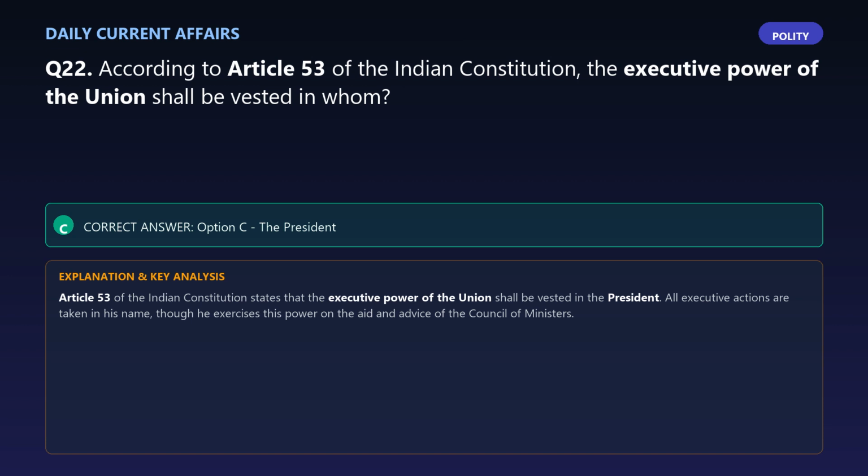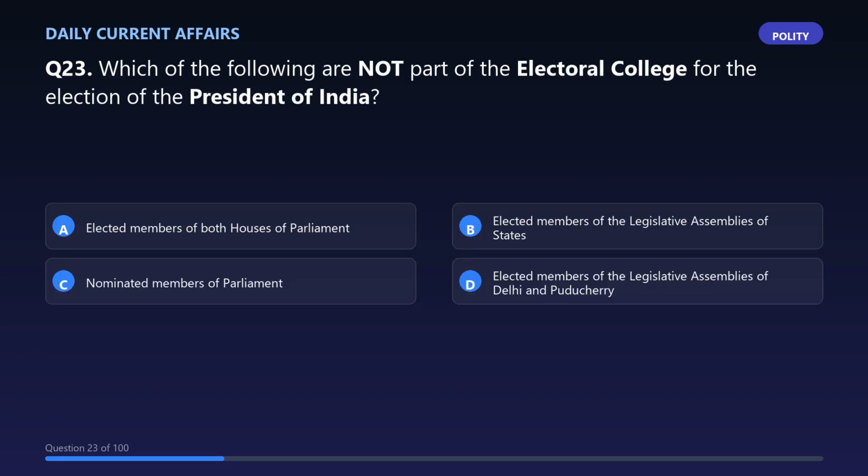Explanation. Article 53 of the Indian Constitution states that the executive power of the Union shall be vested in the President. All executive actions are taken in his name, though he exercises this power on the aid and advice of the Council of Ministers.